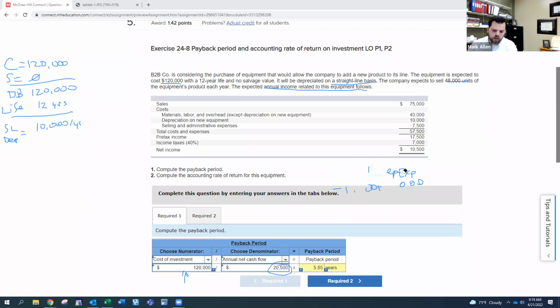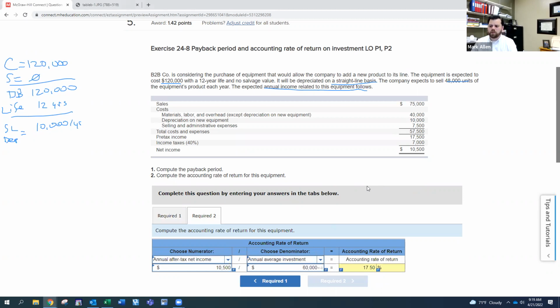So hopefully the payback on this one wasn't too difficult. Probably the easiest payback problem that we've seen on this homework assignment, truthfully. And at this point, hopefully we're comfortable enough that we were able to crank that one out pretty quickly. For requirement number 2, though, this is one that we haven't done yet. So we haven't dealt with accounting rate of return. The formula for this one is just going to be our annual after-tax net income divided by our annual average investment. Now, the annual average investment is the piece that people mess up more often than not. And I'm going to show you how to do it, even though in this case, it's a little bit easier because there is no salvage.